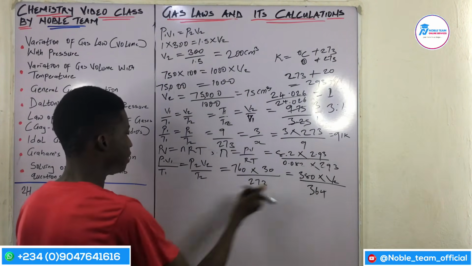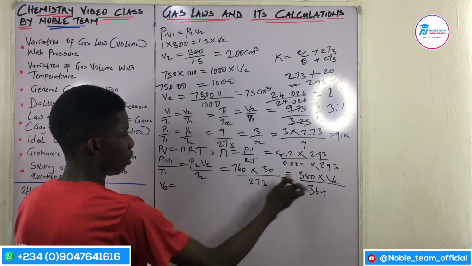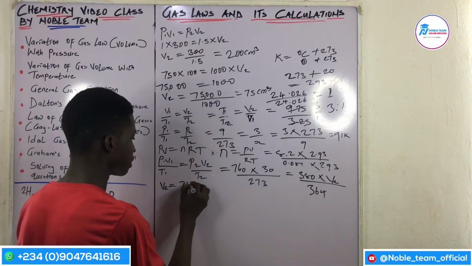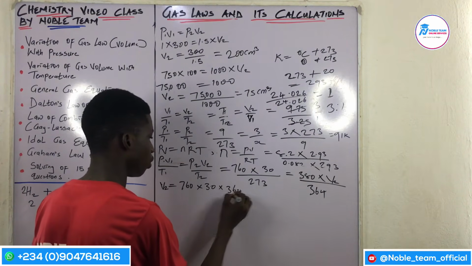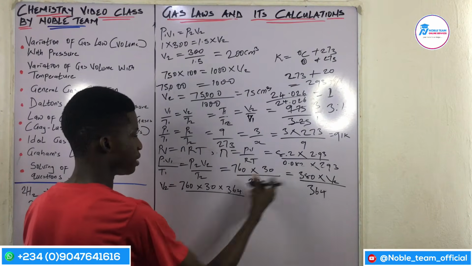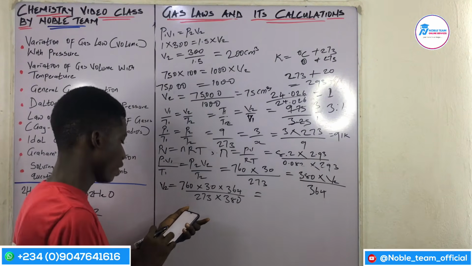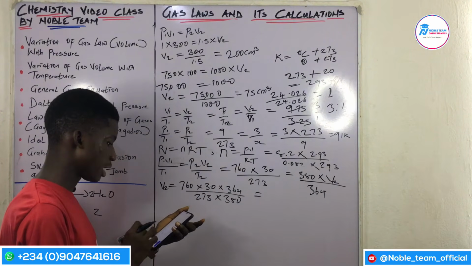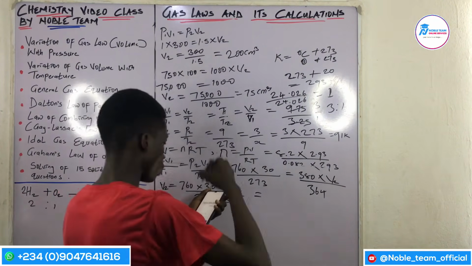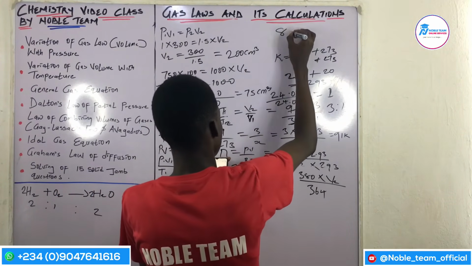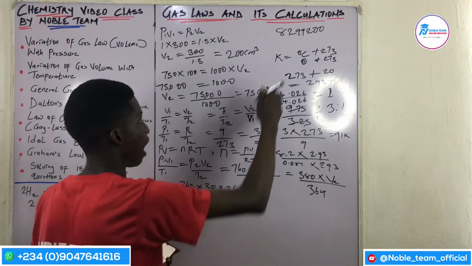Now let's solve and get the V2. I'm making V2 the subject of the formula, which is 760 multiplied by 30, then multiplied by 364, divided by 273 multiplied by 380. Now let's punch. We have 760 multiplied by 30 multiplied by 364. Remember, push it one by one. So the first one I have is 8299,200.